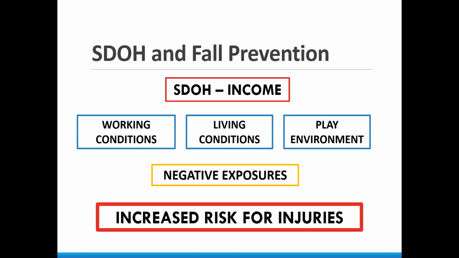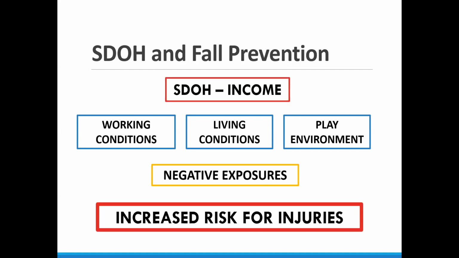So we wanted to give an example of the interactions between the social determinants of health and fall prevention using one of the social determinants, and that being income. So if we look at income and we follow the flow of this flow chart, you'll see that income can actually impact working conditions. So low income can lead to poor working conditions, or high income can lead to greater, more positive working conditions.